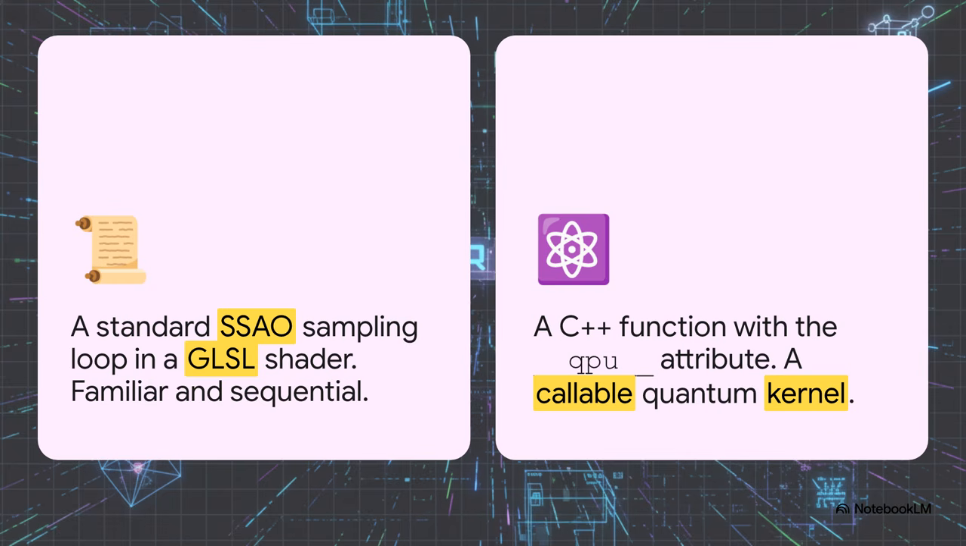This is a CUDA-Q quantum kernel. And the first thing you should notice is it's just C++, but with one very important addition, that __qpu__ attribute. That little tag is a signal to the compiler, NVQ++, telling it, hey, this function is meant for a quantum processor, or in our case, a very powerful GPU-accelerated simulator.